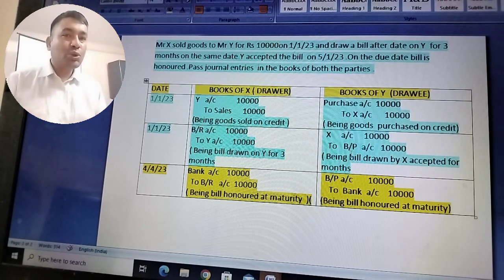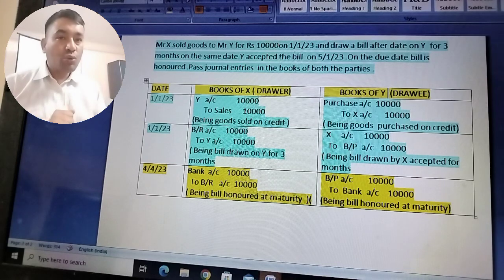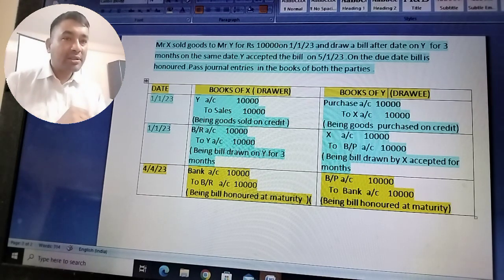In the last episode, we discussed only the journal entries relating to bills drawn and retained till maturity and honored at maturity. And today we'll learn how to solve the problems in the same context. So if you want to understand clearly, please follow my episode 1, not part 1. Part 1 is theory. Episode 1 is relating to practical, okay?